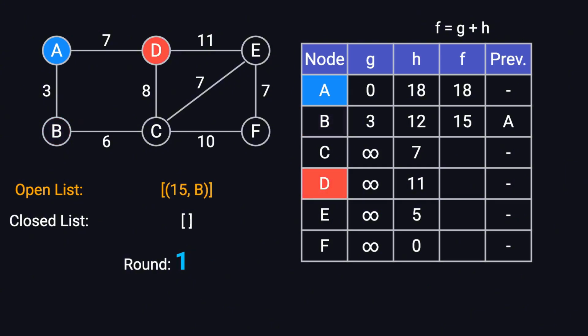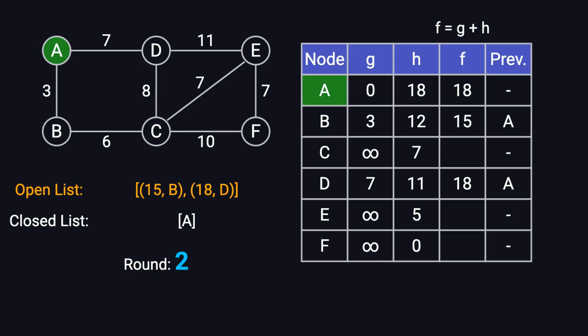Next, we look at D. The distance from A to D is 7, so its G value becomes 7. Its H value is 11, which means the F value is 7 plus 11. That gives us 18. We set A as D's previous node and add 18D to the open list. Finally, we move A to the closed list. It's done.